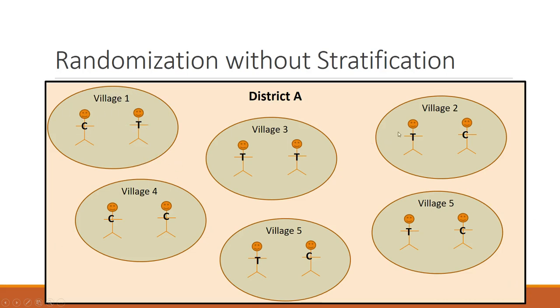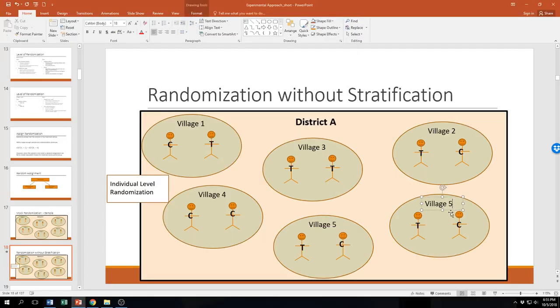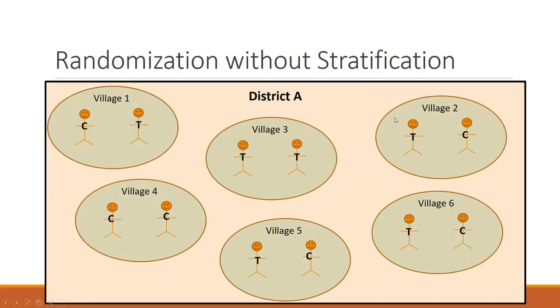So in village 1, 2, 5, and 6, you have some treatment farmers and some control farmers. In village 3 you have only treatment, in village 4 you have only control. Okay, this can happen. We're conducting our randomization at the farmer level.